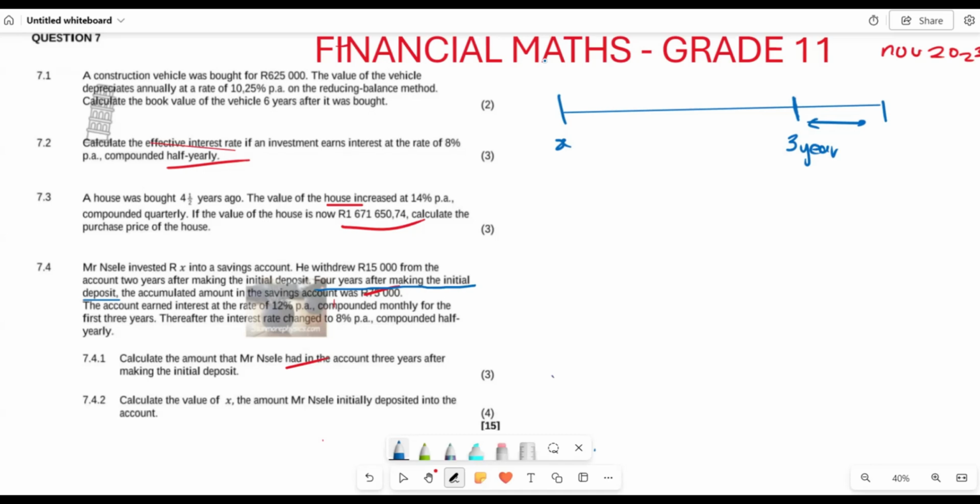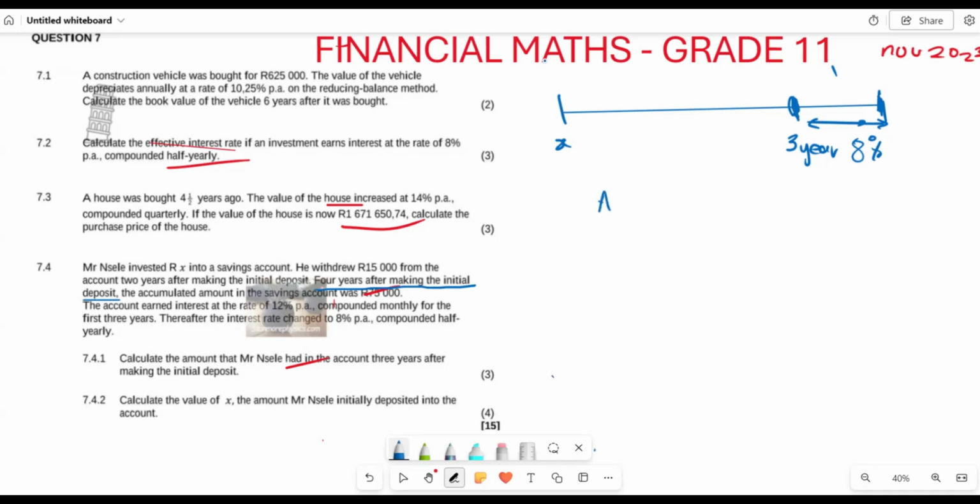What is important to note is that after the first 3 years, the account earned an interest of 8%. So we are looking at when this amount accumulated to 75,000 here, what was the principal amount that was in there. Not for the first 3 years, but for the 3 years after, which means we are just looking at the period from year 3 up until the 4th year, which is only a period of 1 year altogether. So what are you going to have here?